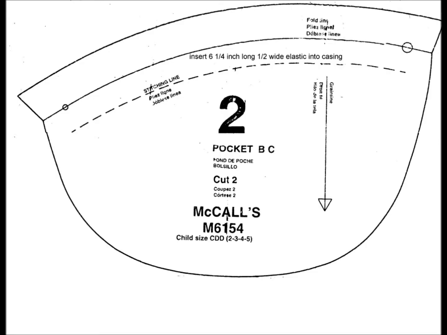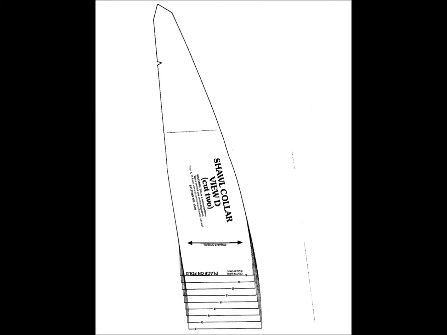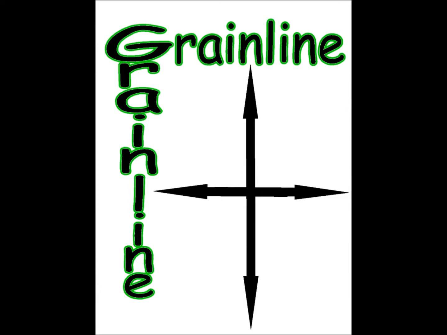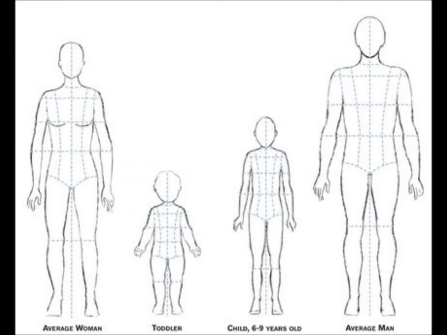Pockets have them, collars have them, bodice fronts and bodice backs have them. Every major manufacturer of a pattern puts them on every piece. And what is that? It's the grain line. The fabric will wrap the body in a more flattering and comfortable fashion if you pay attention to grain line.